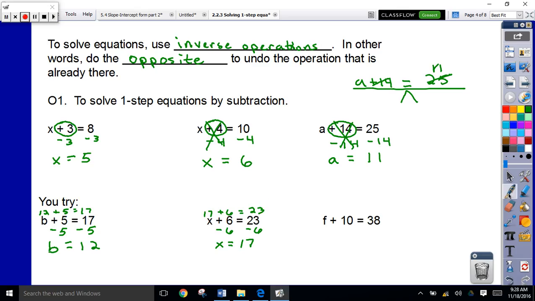Okay, last one. Jenna. Minus 10. Okay, from both sides. And we end up with x equals 28. Okay, and we can check that. 28 plus 10 is going to equal 38.